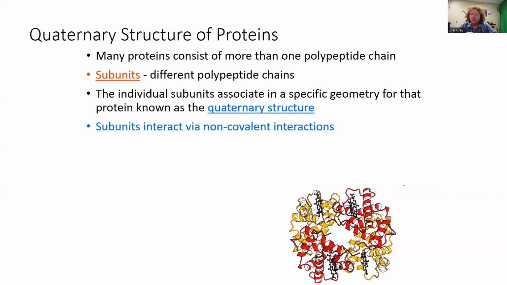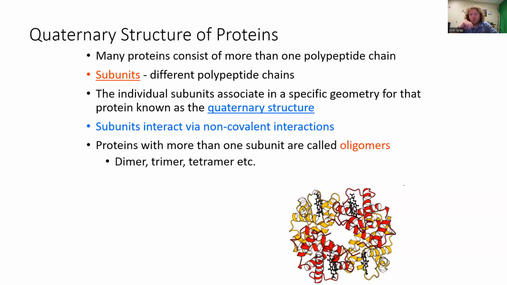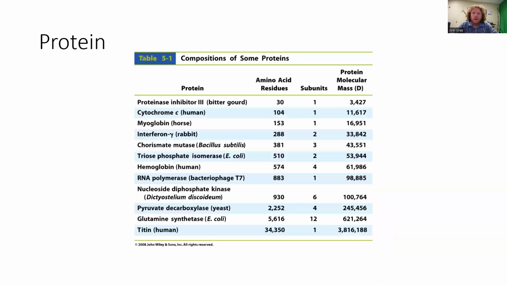Subunits interact through non-covalent interactions. Proteins with more than one subunit are called oligomers, and examples of those oligomers are dimers, trimers, tetramers, pentamers, hexamers, heptamers, octamers, nonamers, decamers, and it goes on from there. Now, here are some examples of different proteins and what they consist of.